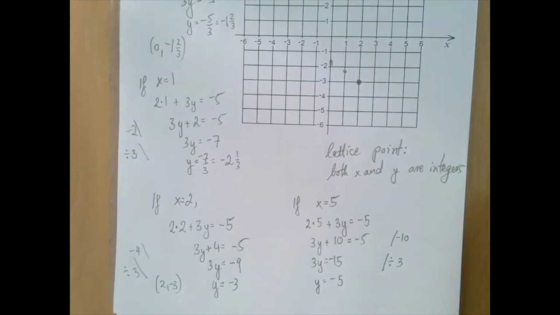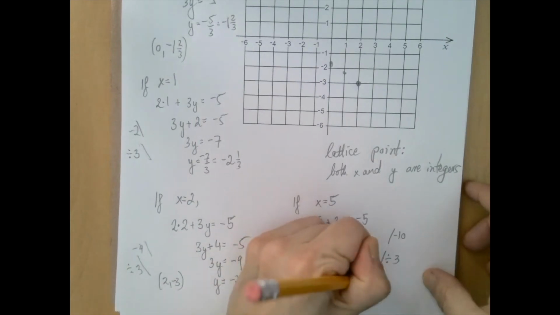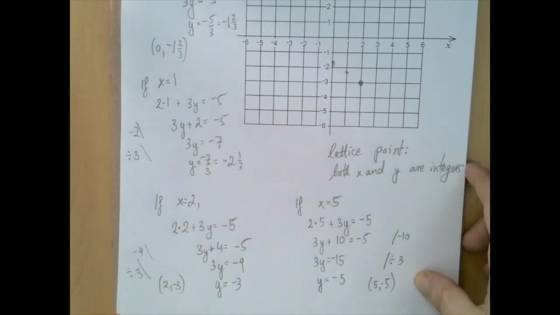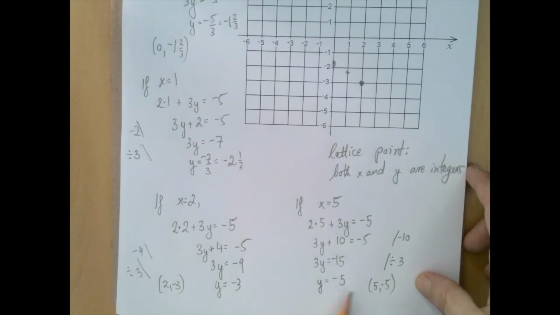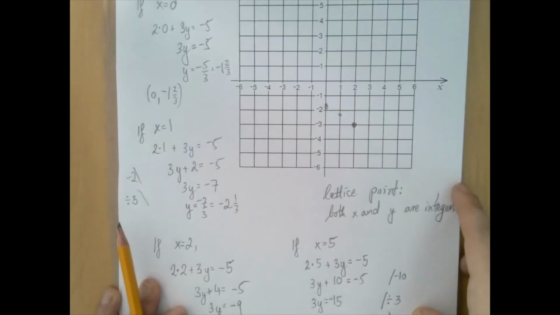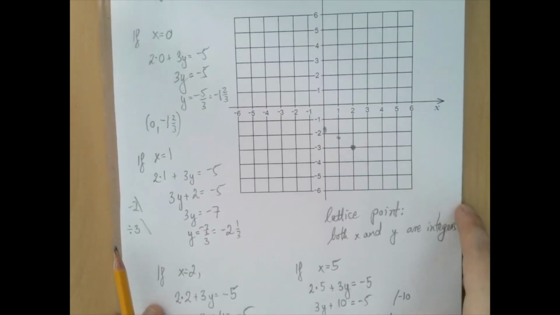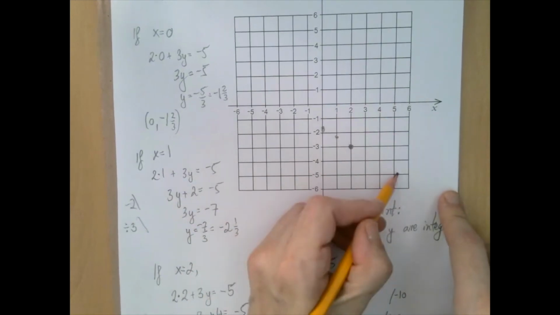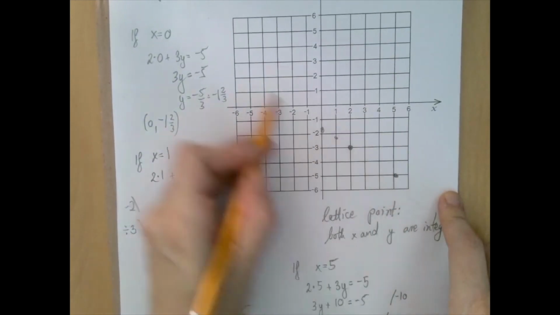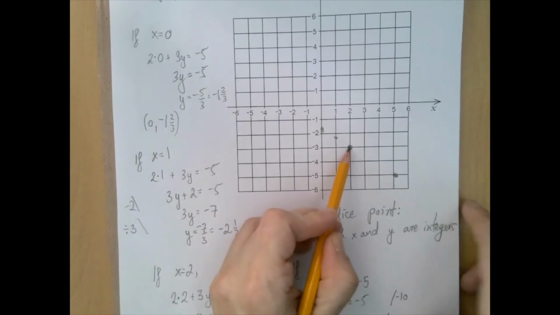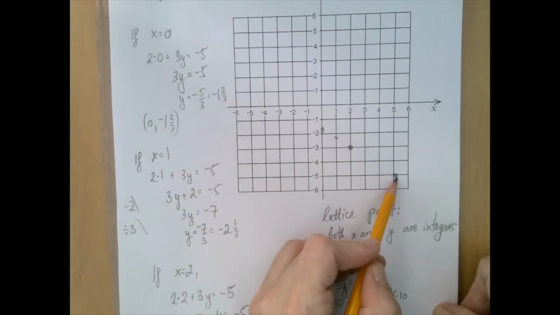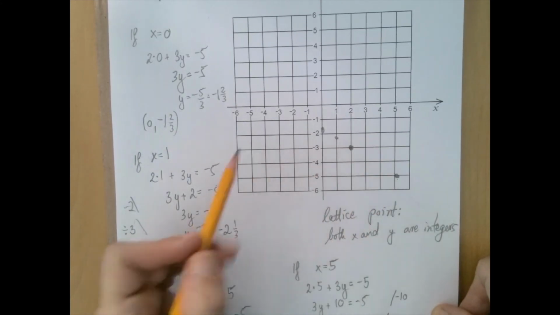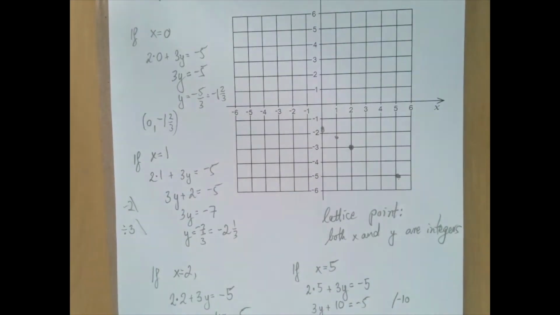negative 5. So what we found is the point 5, negative 5. We put in x equals 5, we got y to be negative 5. So we can plot that. We made it. It's still in the picture. 5, negative 5, right here. So we found x equals 2. We added 3 to it to get another nice point. We can also subtract 3. So the next number that will give us a lattice point is x equals negative 1.